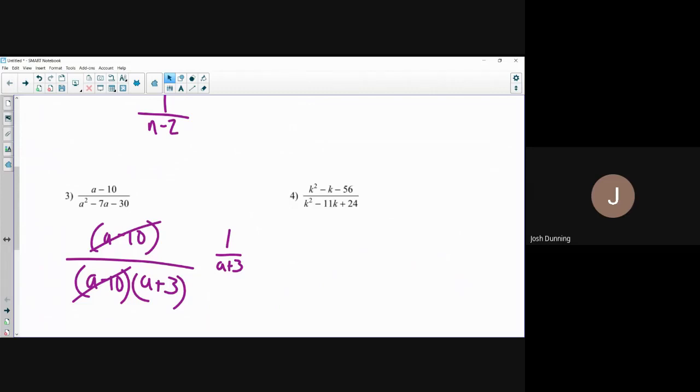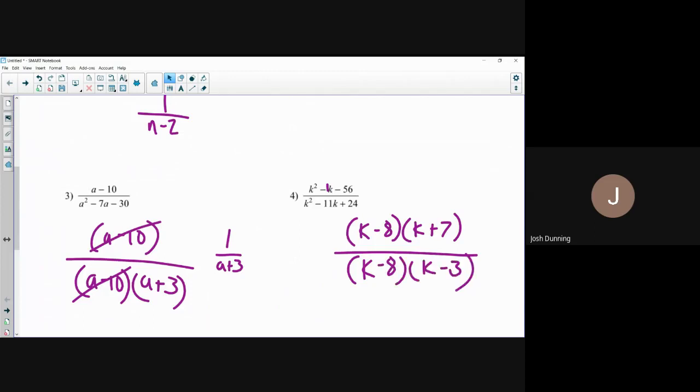Number 4, don't forget that K in the middle would have a 1. 8 times 7 is 56. 8 minus 7 is 1. Just make sure the bigger one is negative. On the bottom, 24 is positive, but the middle's negative, so they both have to be minus. 8 times 3 is 24. 8 plus 3 is 11. So you use 8 and 3. 8's cancel. K plus 7 over K minus 3.